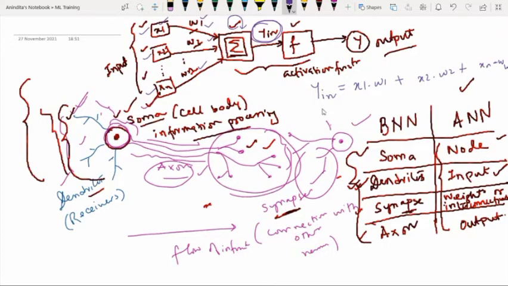Then only we will get the value of y in. So this is the interpretation of summation, and this concept is known as weighted sum. Weight is used in order to perform this summation. Now, why do we want this weighted sum concept?